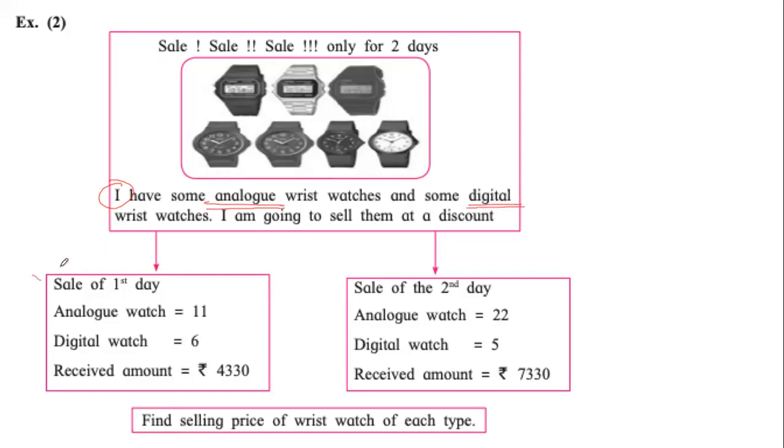Now read the next part. Sale of first day: analog watch 11 or digital watch 6. Received amount 4,330 rupees. Second one. Sale of the second day: analog watch 22, digital watch 5. Received amount 7,330 rupees.